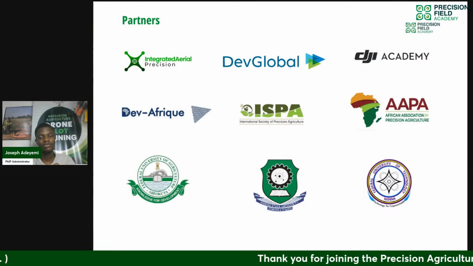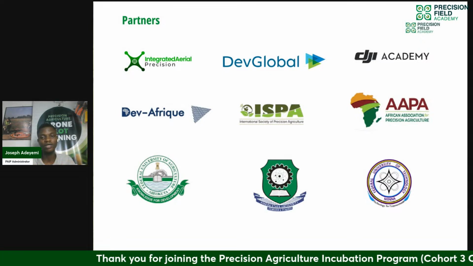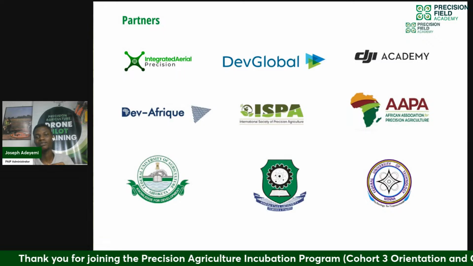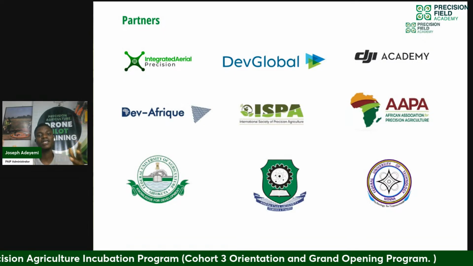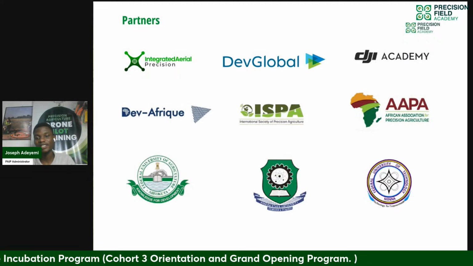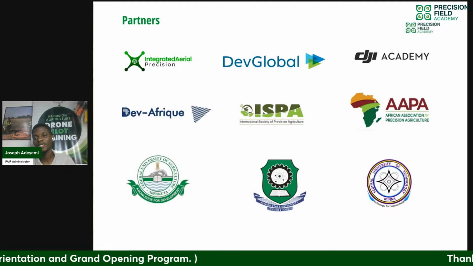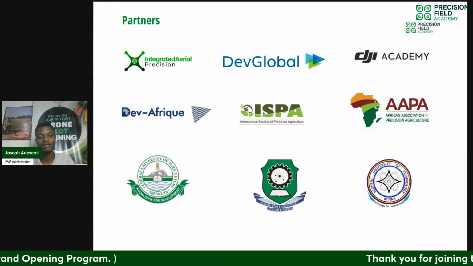He's going to be sharing more of his background and what he is doing at Dev Global, and we will be able to benefit from his wealth of experience. We also have DJ Academy, Dev Afrique, ISPA, that's International Society for Precision Agriculture. We have AAPA, that's African Association for Precision Agriculture.